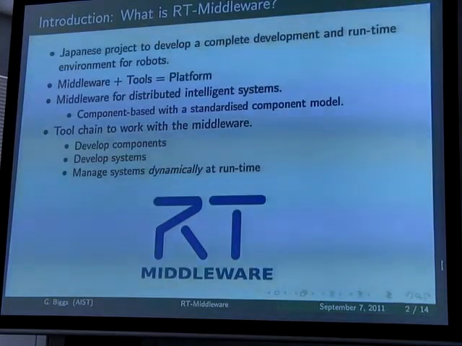So one of the core parts of it is a middleware for distributed intelligent systems. This is a component-based middleware with a standardized component model. And by using a standard for the component model, it enables us to have many software makers develop tools that can work with the same middleware just by complying with the standard, which is quite important for creating an open and flexible tool chain, particularly one where you have alternatives at every step of the process to create a market, an economic market.